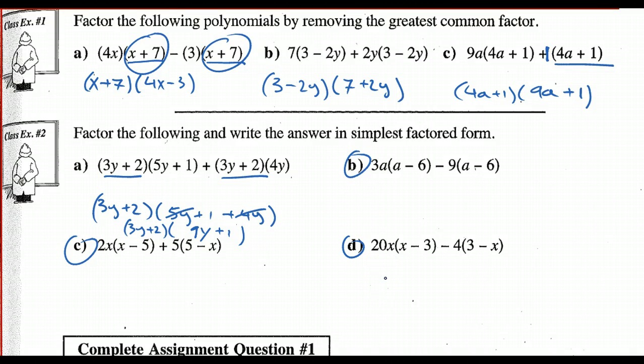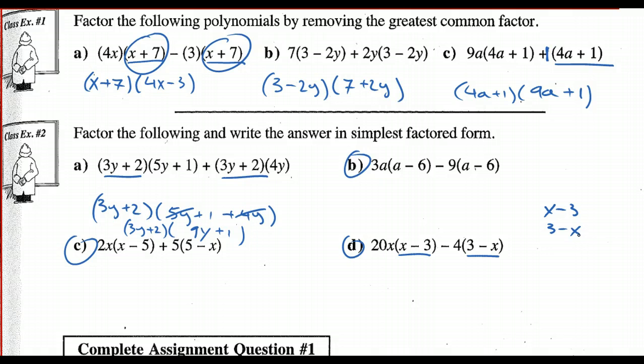Okay. Go ahead doing B and C, and I'm going to jump onto D here, and I'm going to factor. Here's a little tricky part for D, and the reason it's tricky is because they're almost the same binomials, but not quite. This one is x minus 3, and this one is 3 minus x. So even though they look the same, they're not actually the same.